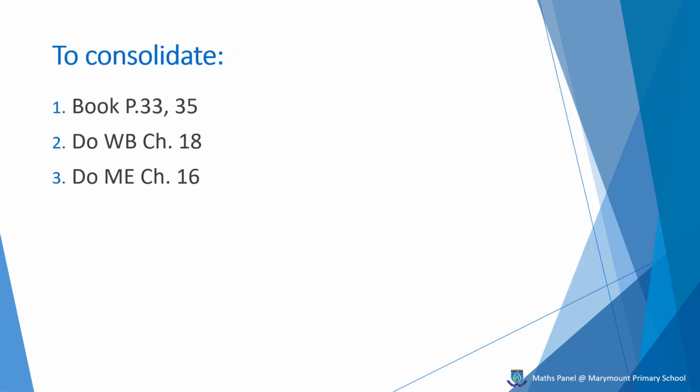So actually this chapter is quite easy, right? To consolidate what you have learned, you have to complete your math book pages 33 and 35, and then you have to do math workbook chapter 18 and ME chapter 16, and we will post the answers to Google Classroom later on.